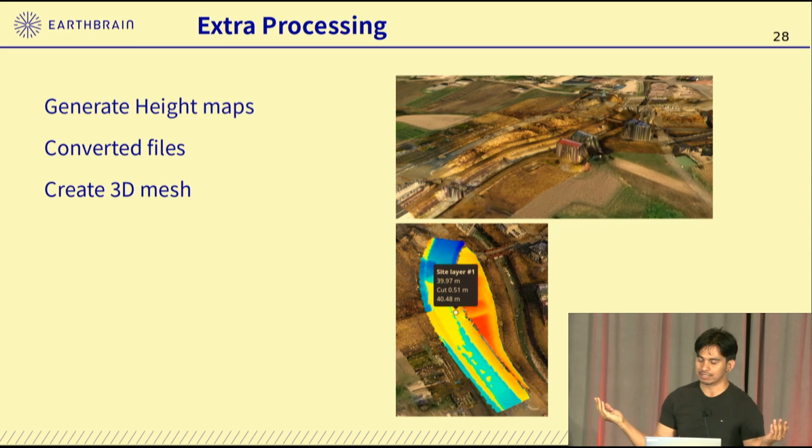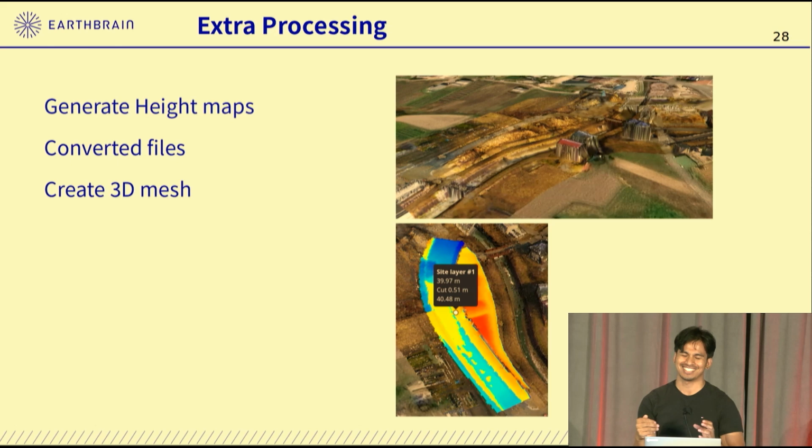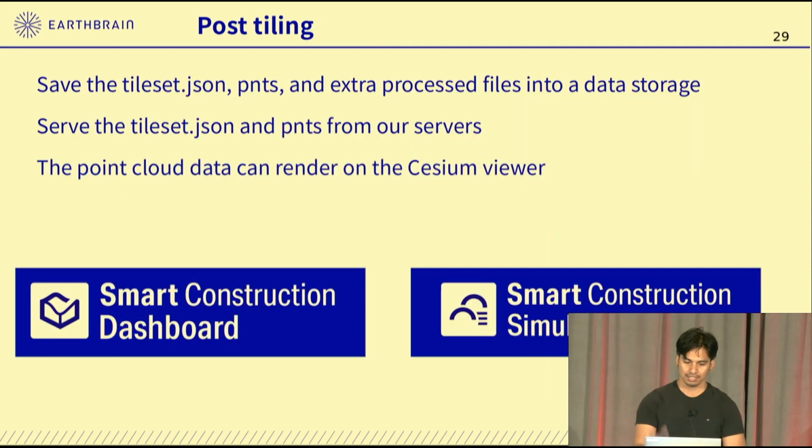Right after writing the point data, we do some extra processing, like generating height maps for measurements. We also convert files. For example, some files can start as CSV, and then we can export them as XMLs and different file types. We can also create point clouds and create meshes out of them, creating the 3D tiles so the users can view them in either point or mesh.